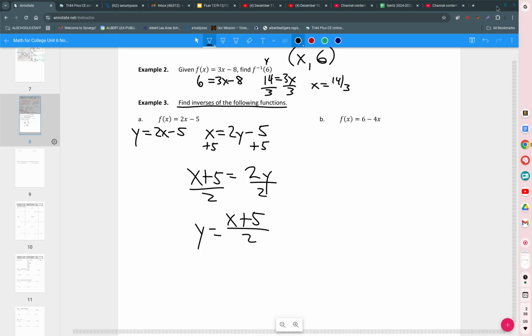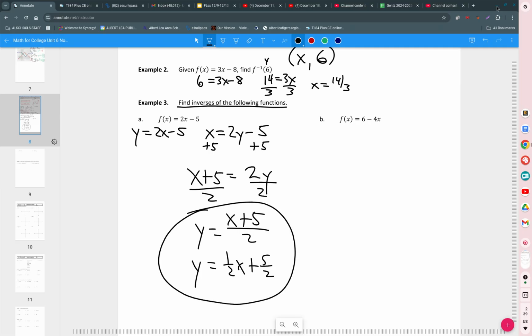If you wanted to write this differently, if you want to write it as 1/2 x plus 5 halves, that's fine. These are the same. I don't care which one you write. They're both equivalent to each other. That's up to you. Try the second one on your own, okay? Switch the x's and the y's and solve for y.